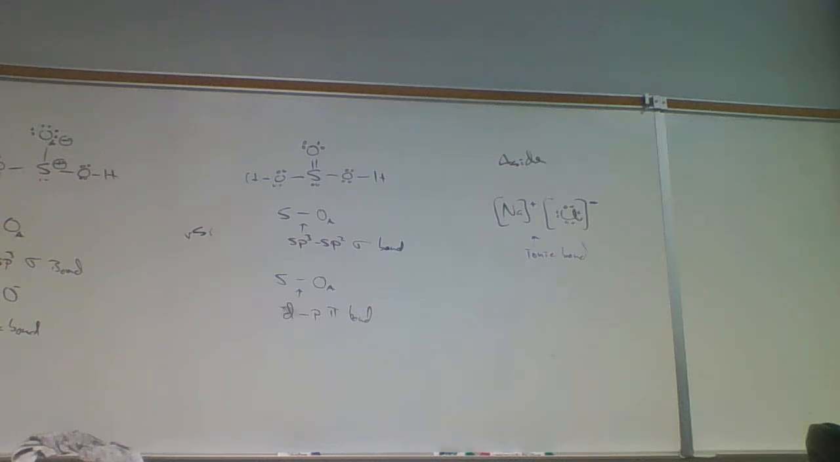If we look at SF6, what's the hybridization of sulfur in SF6? Well, I'd say this is sp3d2 hybridized. And so each orbital consists of 1 part s, 3 parts p, and 2 parts d. And so what is the percent d character in this orbital?